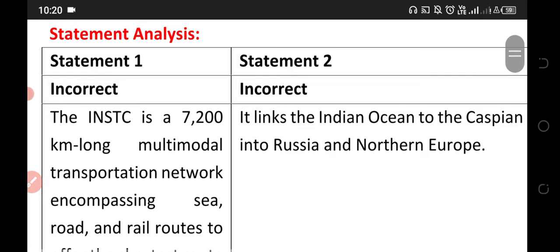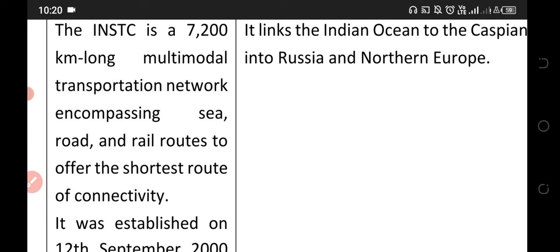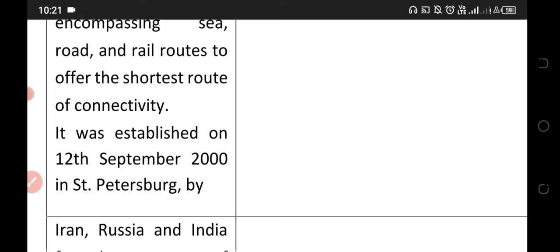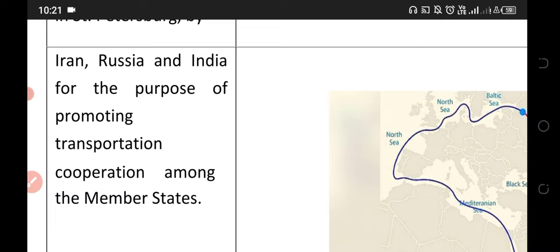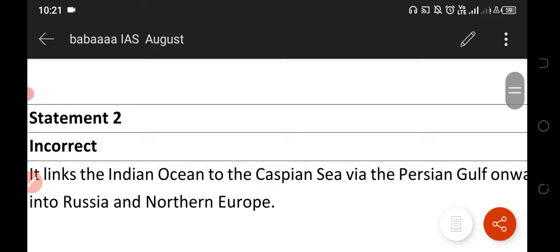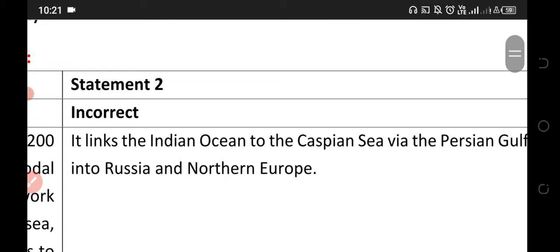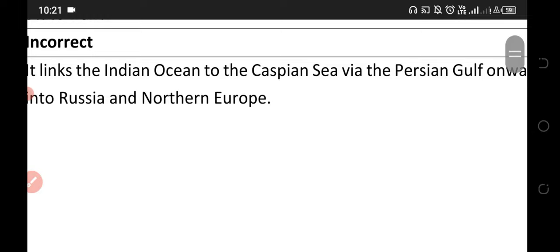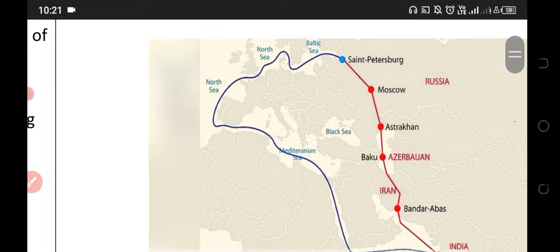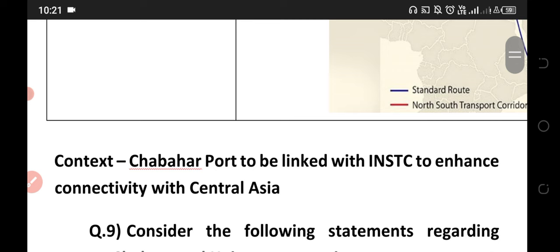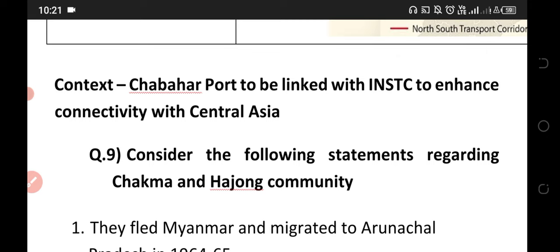The International North-South Transport Corridor is 7,200 km long. It is a multimodal transportation network encompassing sea, road and rail routes to offer the shortest route of connectivity. It was established in September 2000 in St. Petersburg by Iran, Russia and India for the purpose of promoting transportation cooperation among the member states. It links the Indian Ocean to the Caspian Sea via the Persian Gulf, and then to Russia and Northern Europe. This is the North-South Corridor. Chabahar port is to be linked with INSTC to enhance connectivity with Central Asia.